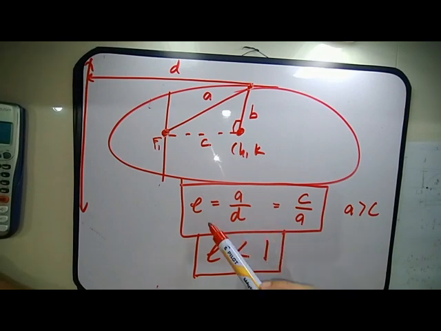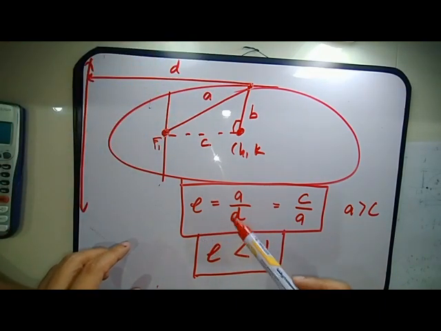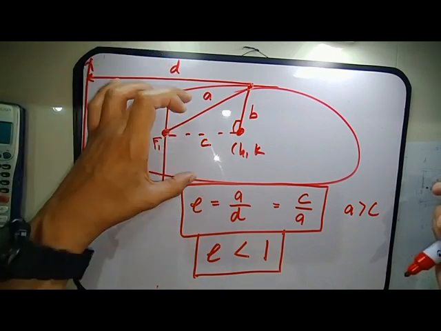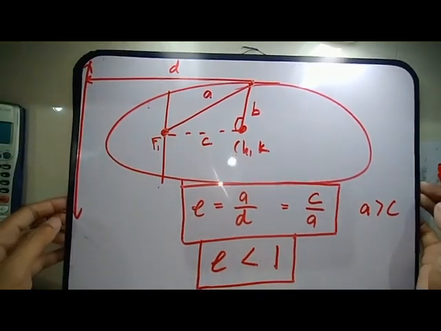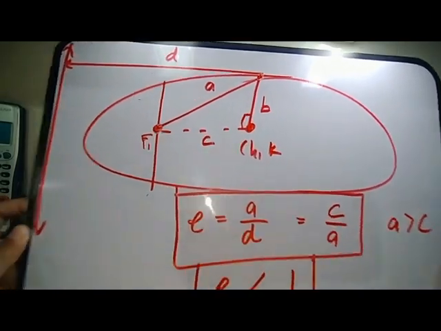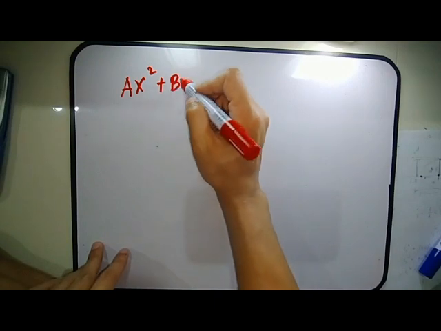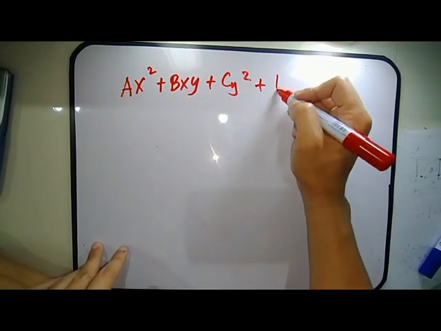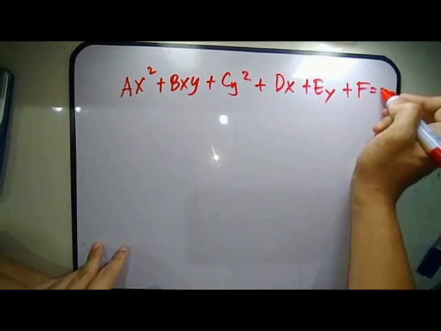Then, you have these formulas derived natin from this figure if A over D and C over A. Now, you might wonder why, ano ba yung mga B na yan, ano ba yung mga C na yan. So, doon natin siya mahanap sa equation. So, let's go back to the equation of a conic sections. So, you have AX squared plus BXY plus CY squared plus DX plus EY plus F equals 0.